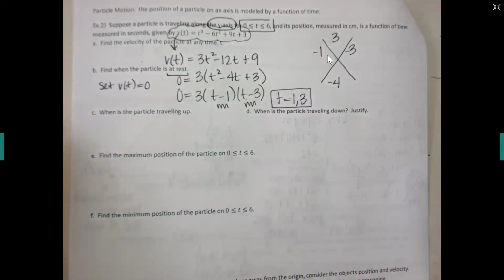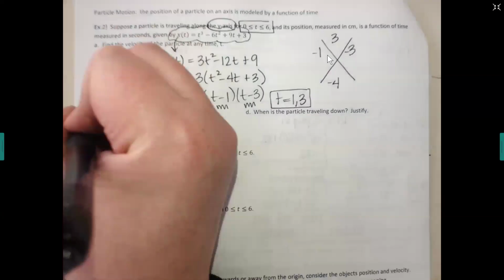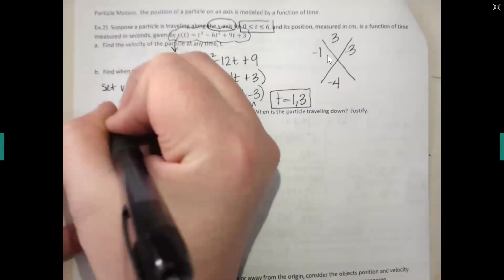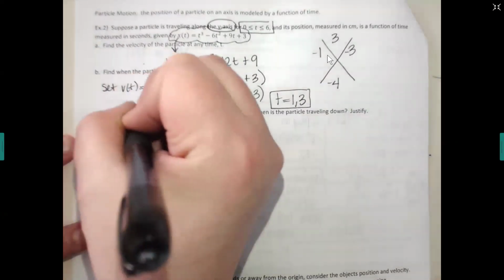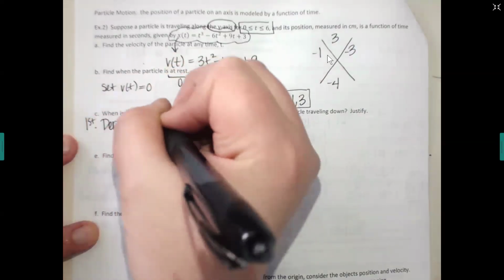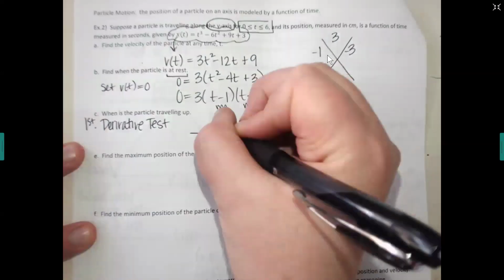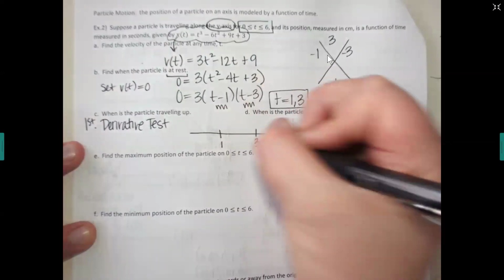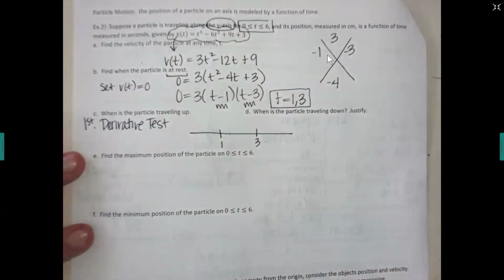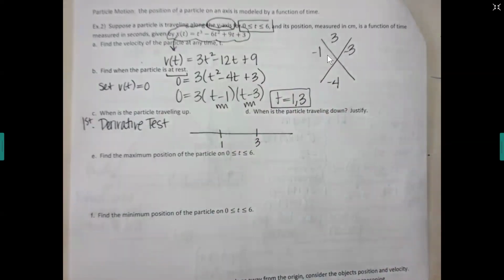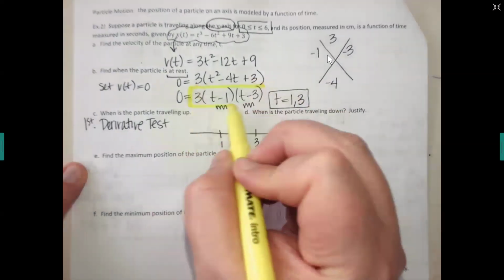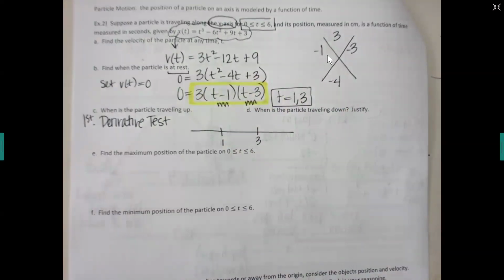Okay, then it says, when is the particle traveling up? You're going to do a first derivative test. So let's review how to do that. Remember, your at rest values are basically your critical numbers. So 1 and 3 are going to go on your number line. And then you're going to pick a number bigger than 3. And remember, you're plugging back into this to see how it comes out, if it's a plus or a minus.